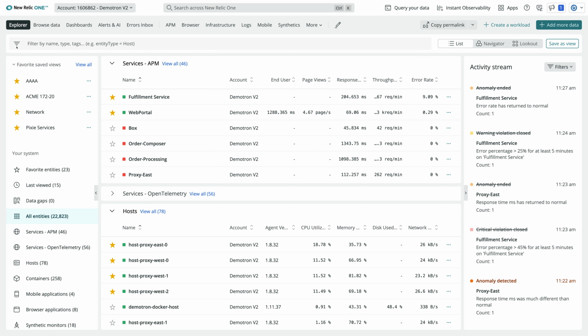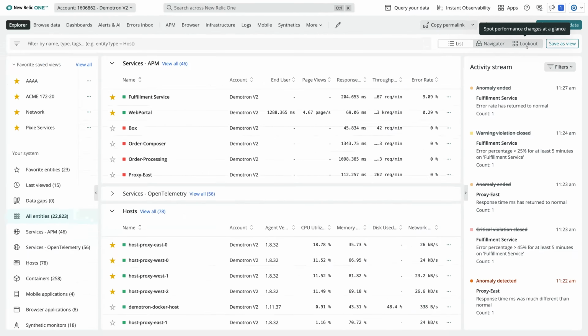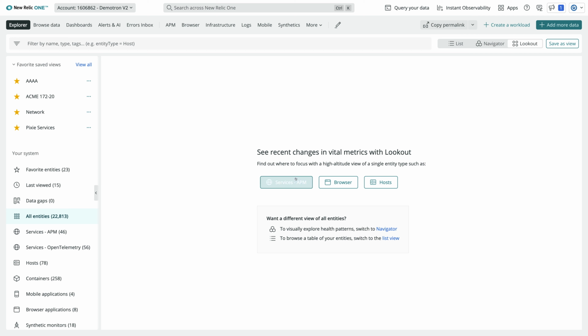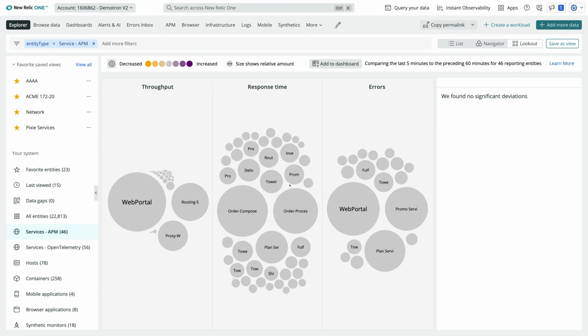I usually like to start with a high-level view of my applications, so let's go to Lookout and see what we can find. Let's select Services, APM, where we're presented with throughput, response time, and errors for all of the applications that we're monitoring. I see that the web portal application has the largest circle for both throughput and errors. Mousing over these two circles gives me a little peek into what's going on with that application.